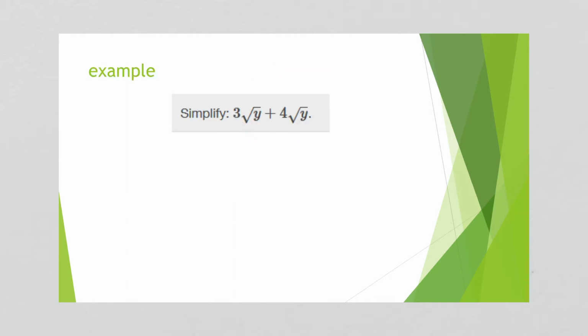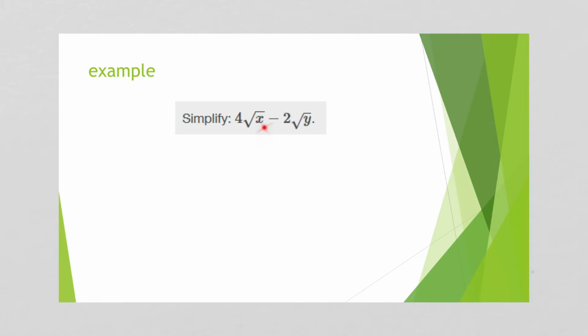Radicals here, so like terms, and we can add, in this case, the coefficients that are out front. So 3 square roots of y plus 4 square roots of y gives us 7 square roots of y, and that's it.